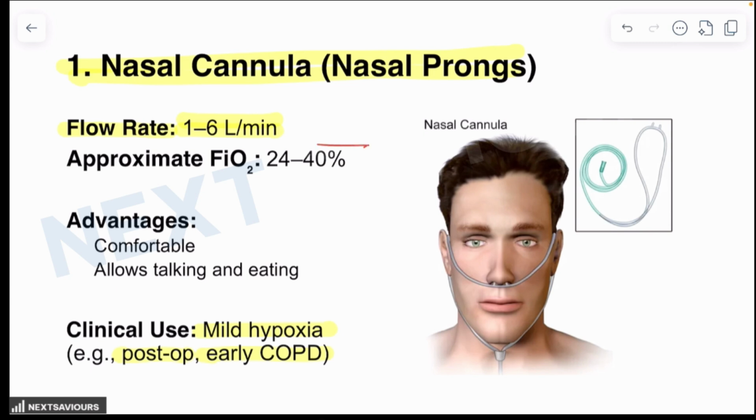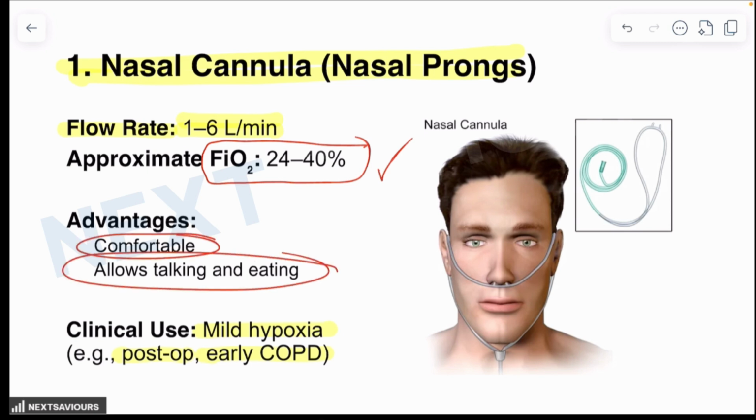where the approximate fraction of the inspired oxygen is in between 24 to 40%. So the patient is also inhaling, and this much amount of increased fractionated oxygen has to be delivered. Obviously, it has got some advantages, like it is comfortable and it allows talking and eating at the same time.